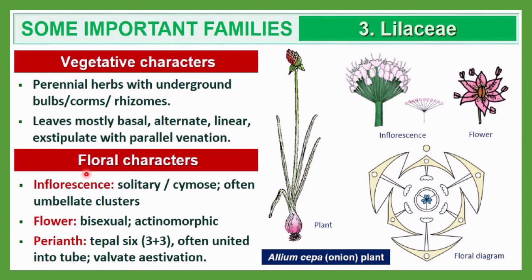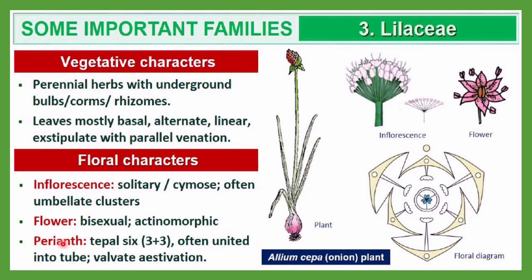Now let me discuss the floral characters. First of all, the inflorescence is solitary, that means a single flower on the tip, then cymose, often umbellate clusters. The flower is bisexual and actinomorphic, meaning both male and female structures are present, with actinomorphic symmetry. The perianth, that means the staple sex, here you will observe tepals.